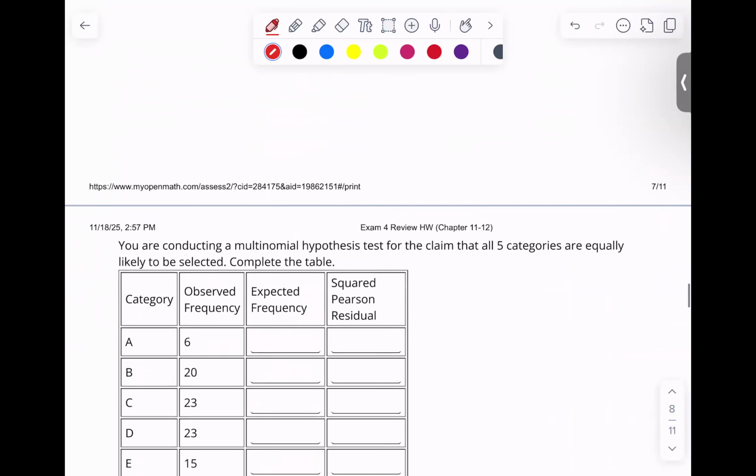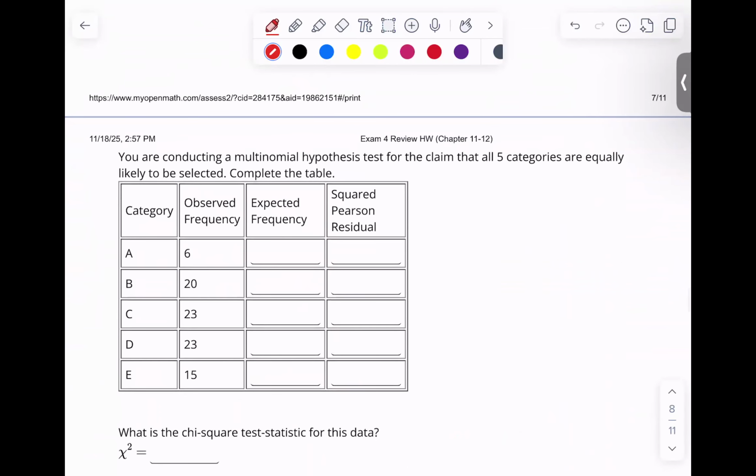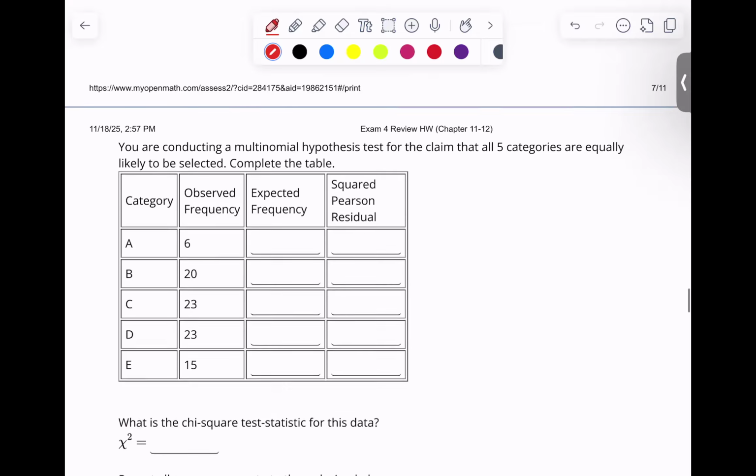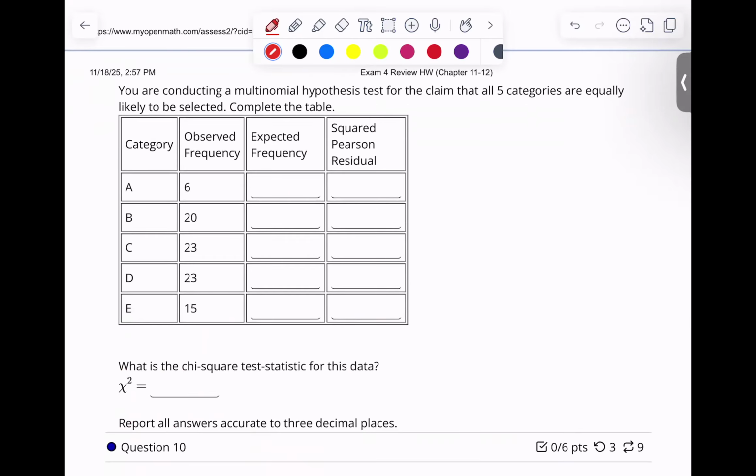Problem 9. Same question. Now this one, what you expect is slightly different. Well, it's completely different than what you did before. You're conducting a multinomial hypothesis test for the claim that all 5 categories are equally likely to be selected. Complete the table. So I need to find the total observed frequency, and my calculator says that totals 128.